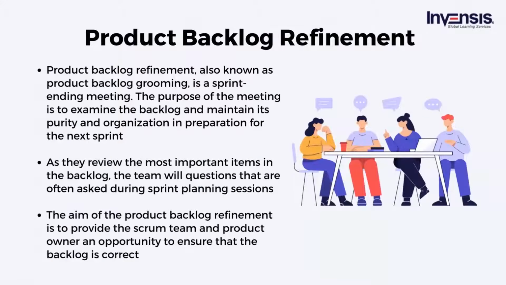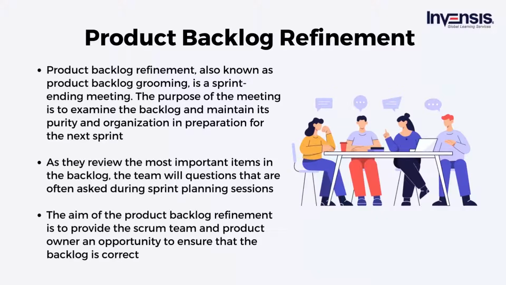Next Scrum ceremony is the product backlog refinement. Product backlog refinement, also known as product backlog grooming, is a sprint-ending meeting. The purpose of the meeting is to examine the backlog and maintain its purity and organization in preparation for the next sprint. The Scrum team and product owner engage in the meeting to refine the product backlog. As they review the most important items in the backlog, the team will ask the kinds of questions that are often asked during sprint planning sessions.